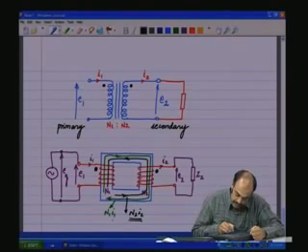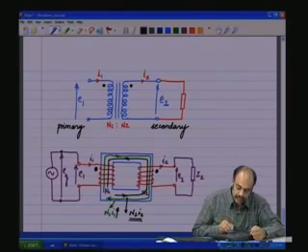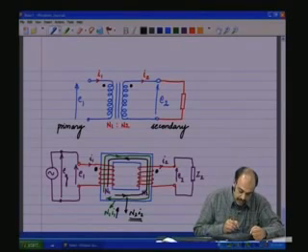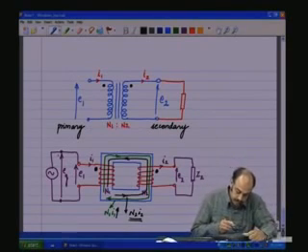So the current I1 here will increase until N1 I1 balances the cancellation due to I2, N2 I2 that occurred due to the presence of the load. Which means I1 would have increased such that E1 now matches EG.